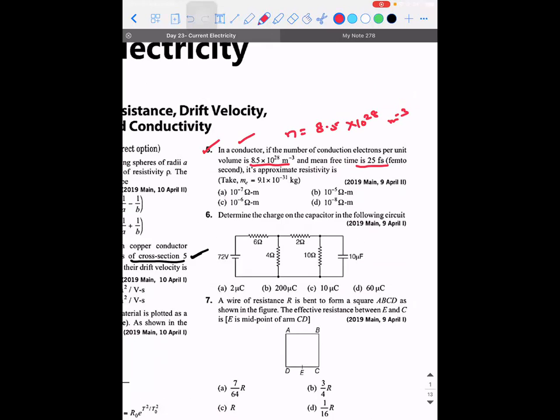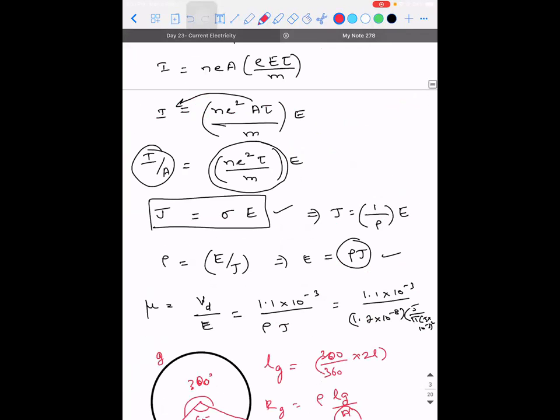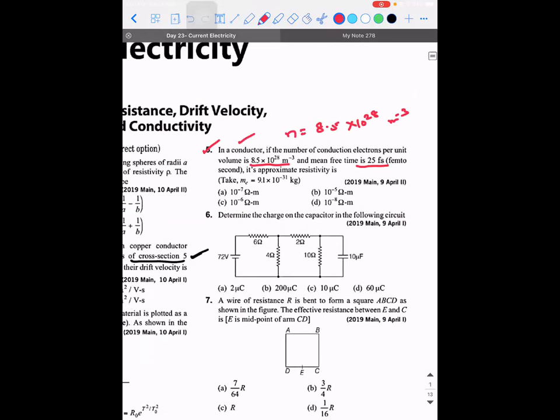I did a derivation for that. So what is the resistivity formula? You tell me. Resistivity is what? m divided by n e square tau. Correct? Resistivity is m divided by n e square tau.